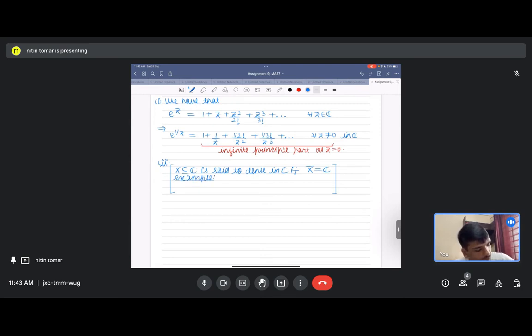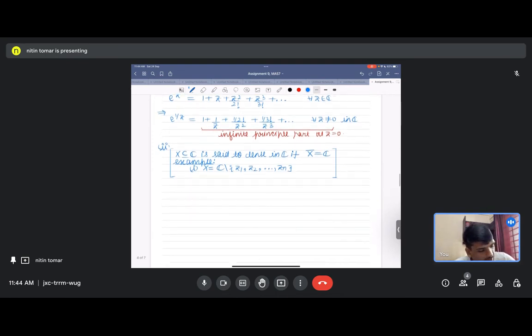Okay, for example, you take C minus any finitely many points. This is one example. This will be a dense set. What will be its closure? It will be entire C. Yes, so it is dense.